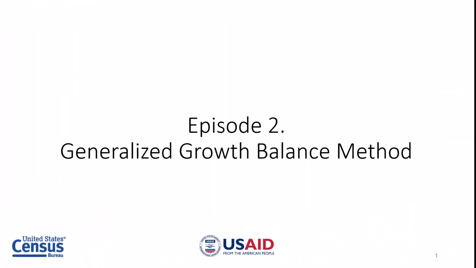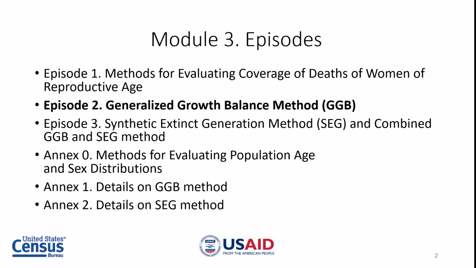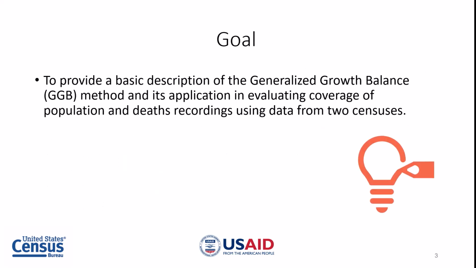This episode describes the Generalized Growth Balance Method. As we have said before, Module 3 has 3 episodes and 3 annexes. This module provides information that will help you intuitively understand the logic behind the Generalized Growth Balance, or GGB, method for evaluating population and death recordings coverage in census data. This method uses data from 2 censuses.